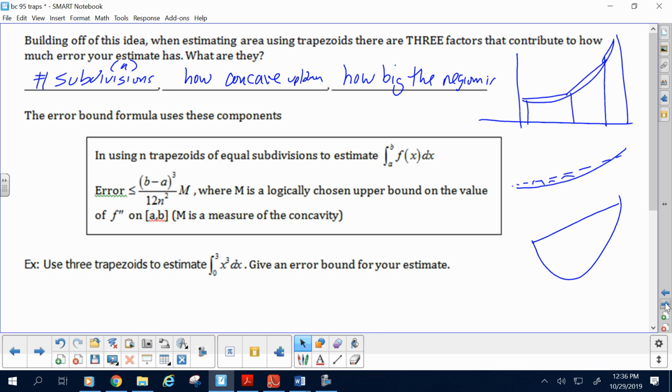Let's talk in each of those cases, direct or indirect. The number of subdivisions, is it directly related to the error or inversely related to the error? The more subdivisions, the more error, or the more subdivisions, the less error? Inversely. That's an inverse relationship, or negative relationship. How concave? The more concave it is, the more error? Yes. So that's a direct relationship, yeah? And how big the region is. The bigger the region, the more error, or the bigger the region, the less error? That's direct.